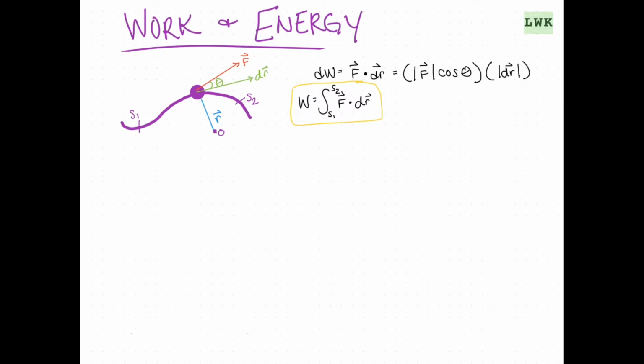Now, there's a couple things to note about work. So work is a scalar, meaning it has magnitude but no direction. It can be positive or negative. It's going to have units of force times length, so pound-feet or Newton-meter. And the most important two things to remember about work is that work is only done in the direction of displacement.